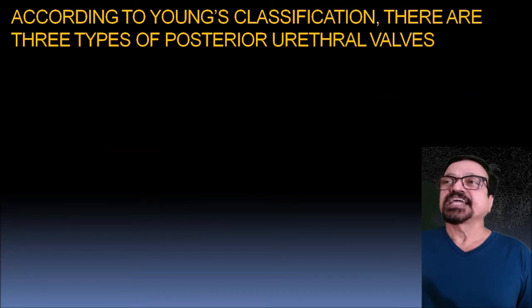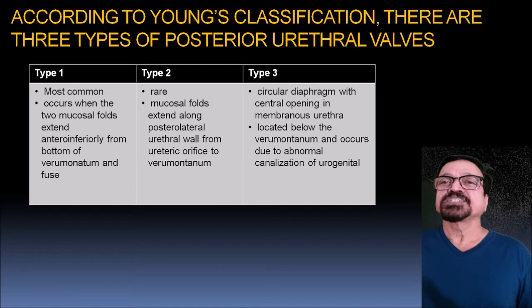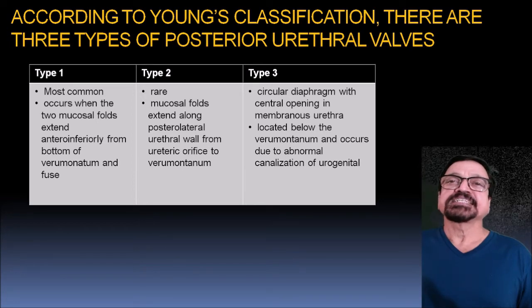Now, according to Young's classification, there are 3 types of posterior urethral valves: type 1, type 2 and type 3. Type 1 is the most common, and occurs when the 2 mucosal folds extend anteriorly from the bottom of the verumontanum and fuse. That is type 1.